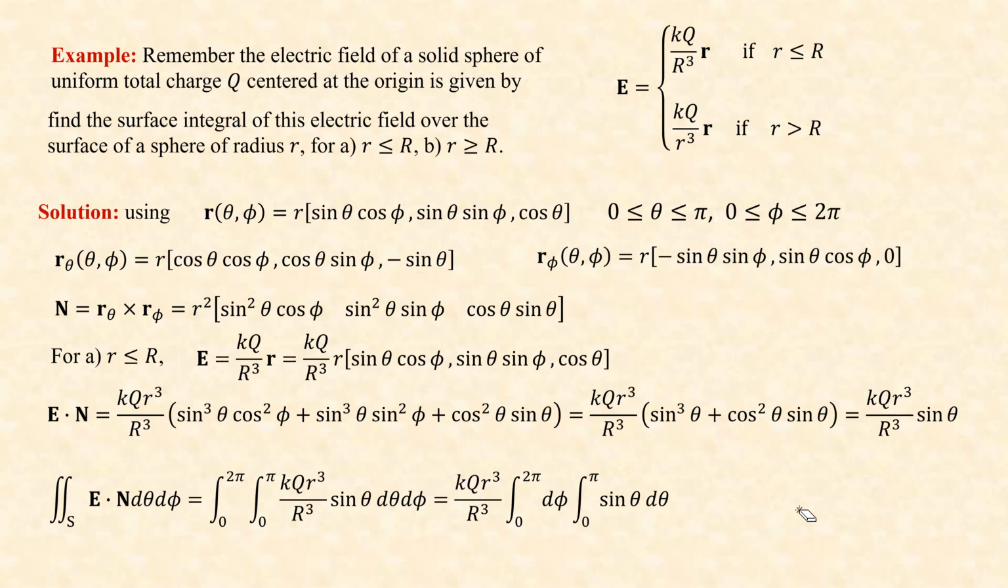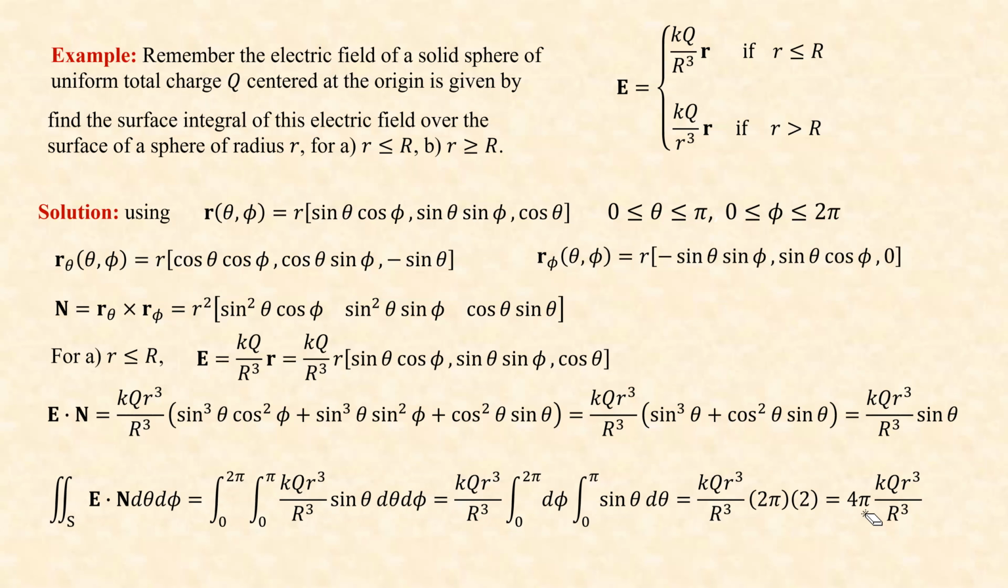What is the integral from 0 to 2 pi of d phi? It becomes 2 pi, right? What is the integral of sine theta d theta from 0 to pi? That gives you a 2. So we get 2 pi for the first one, 2 for the next one. It becomes k q r squared over r cubed, r cubed over r cubed, 2 pi times 2. So it becomes 4 pi k q r cubed over r cubed.